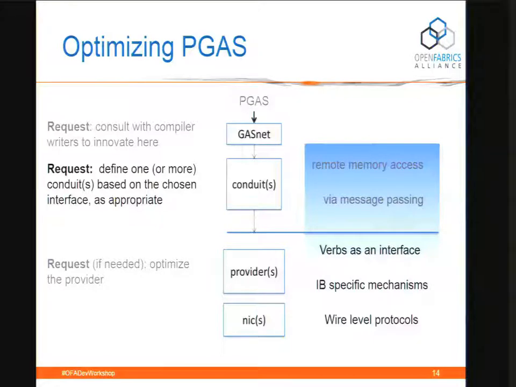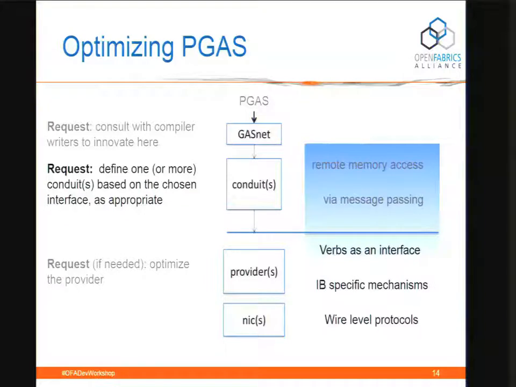We need to have that discussion, and the way we're going to have that discussion is by consulting with whoever it is that owns that application, the user. And in this case, the user is the compiler writer who's writing a PGAS compiler. He's the guy who can tell us what he needs the I/O infrastructure to do for him in order to implement PGAS. That's the first ask.